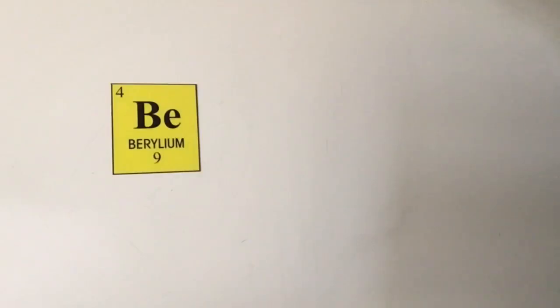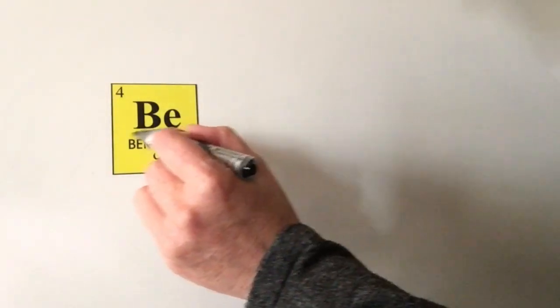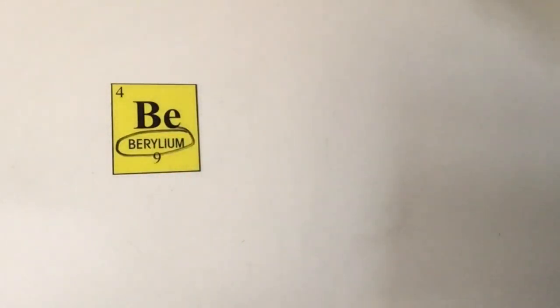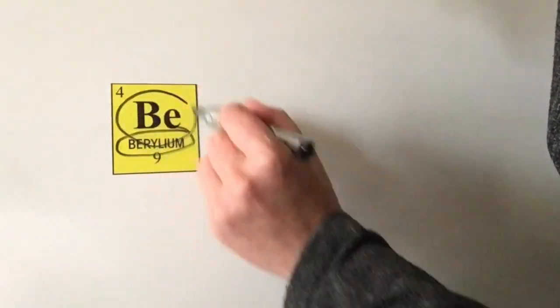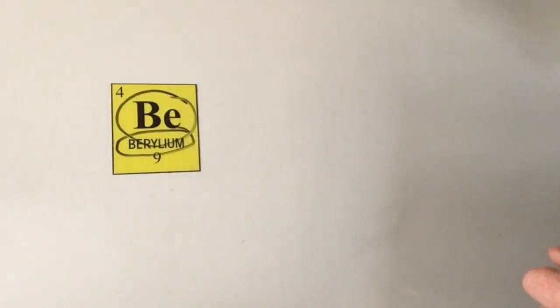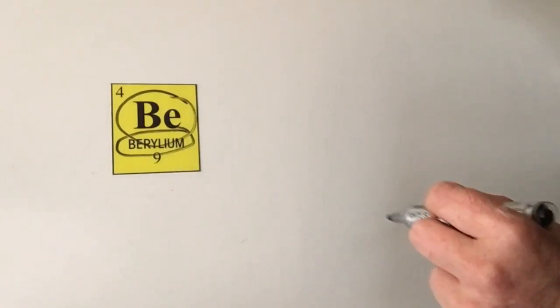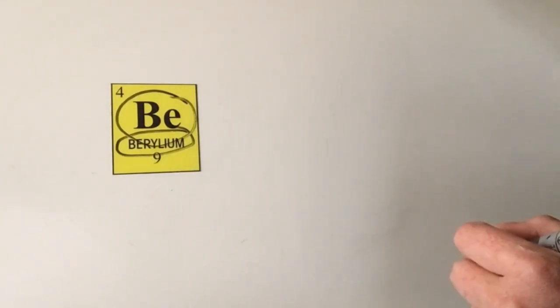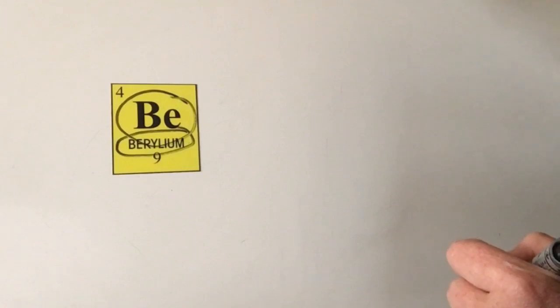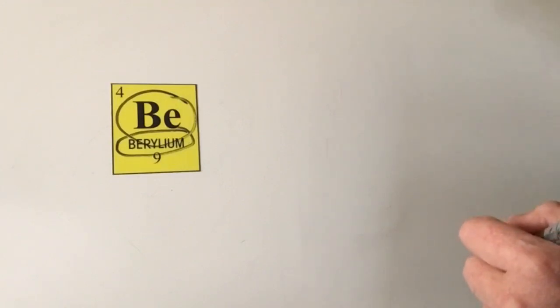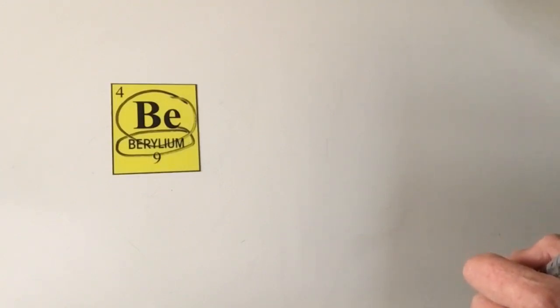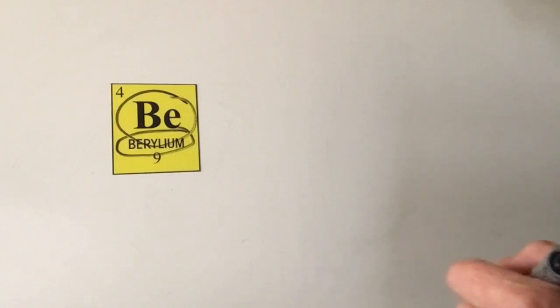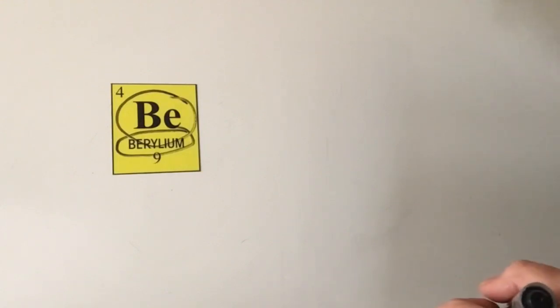Okay, let's take a look at the layout of an element as it appears on the periodic table. Start with the easy things. This here is the chemical name, and this here is its chemical symbol. You will notice throughout the periodic table that if the element has two letters, the first one is always uppercase and the second one is lowercase. If there is only one letter, it is always uppercase, and that helps when we start writing out equations.